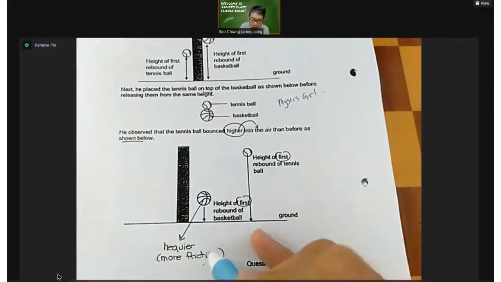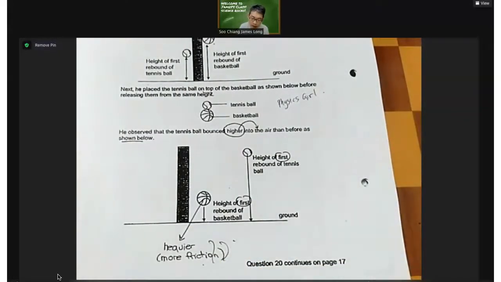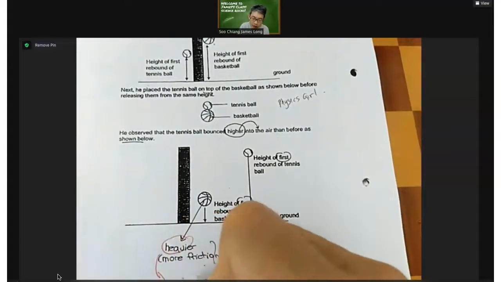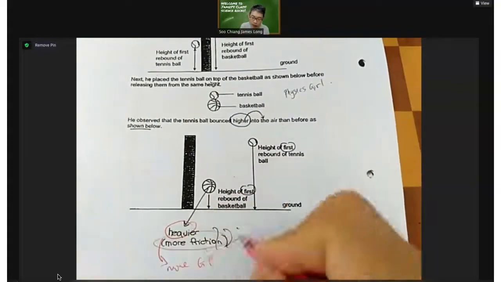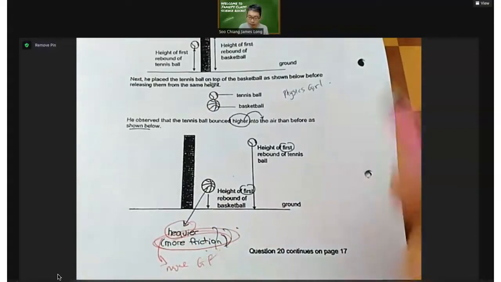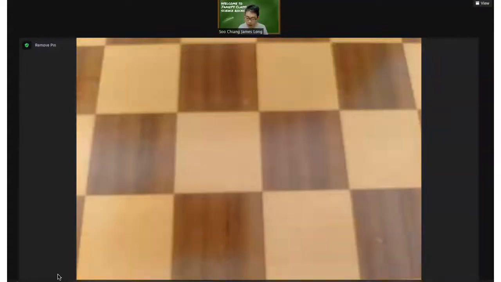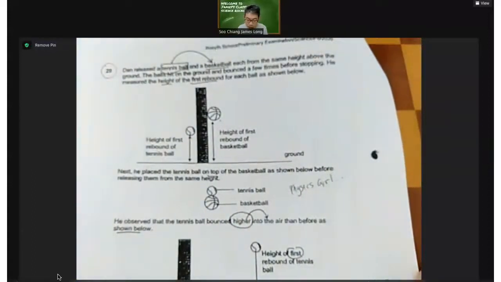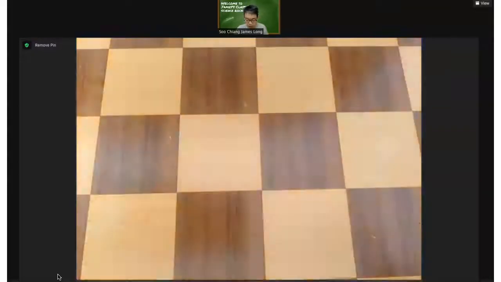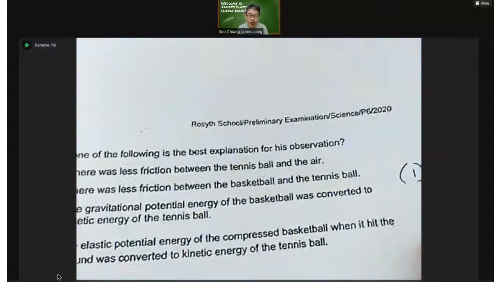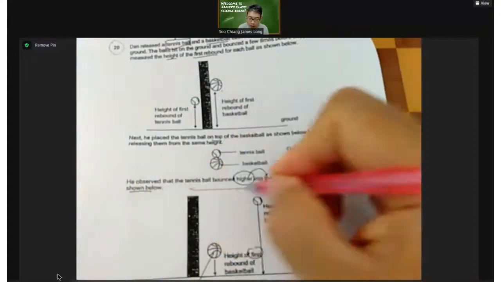Heavier, more friction, question mark. I don't agree with the annotation here. Heavier talks about more gravitational force acting on it rather than more friction. Friction is between surfaces, and frictional force opposes the direction of movement. I think there are some problems with describing it this way. But I don't see the question. What's the question? I don't see any question that requires an answer from you. Oh, here it is. Which of the following is the best explanation for the observation? What observation? The observation of the tennis ball bouncing higher.